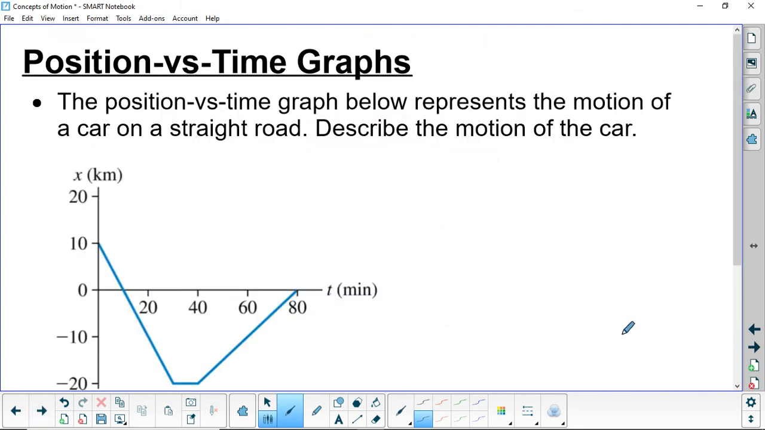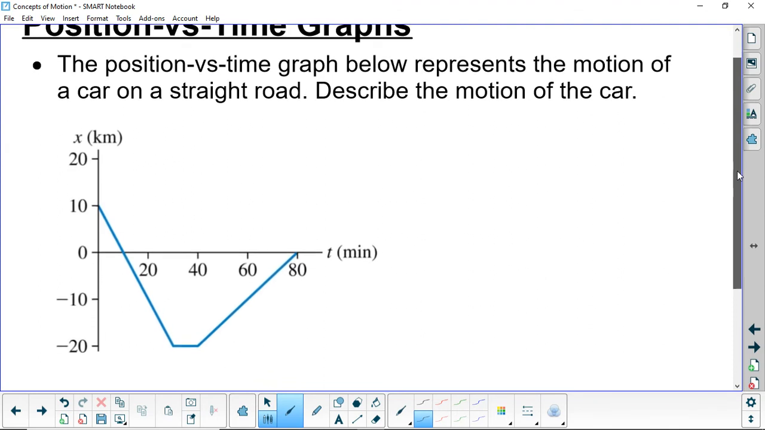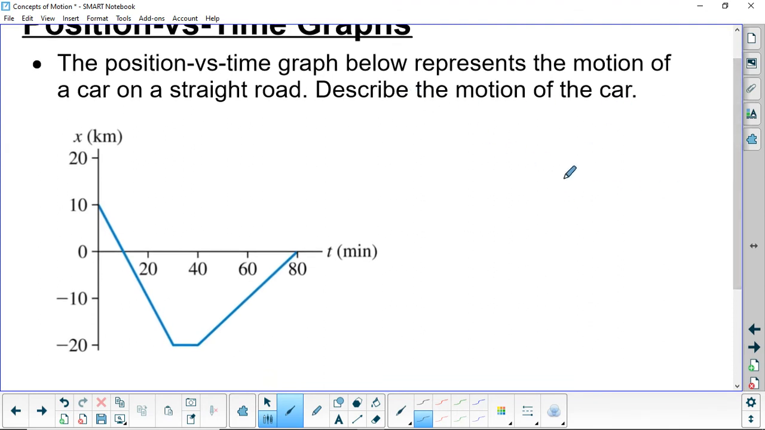Okay, let's look at a couple more here. This position versus time graph represents the motion of a car on a straight road. Describe the motion of the car. You're going to have to do this in your packet when you describe motion. If you just say the car is moving left or right, that's not enough. You want to be specific by reading values from your graph. And so I'm going to start right here, and I'm going to say where my car is located first. My car is located 10 kilometers from the origin.